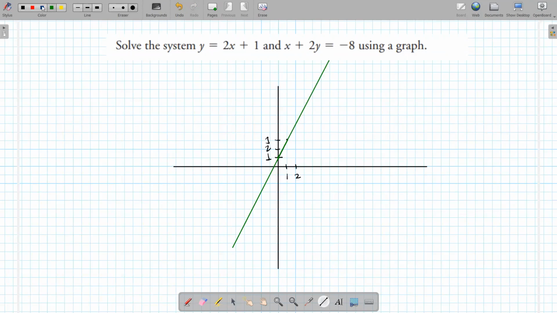That's the first equation. The next equation is not in the right form. How do we graph this? You could take it into y equals mx plus b, but you don't have to. What's the y-intercept here for this equation? Remember, y-intercept is when x is 0. The y-intercept is -4, okay? To find the y-intercept, you just set x equals 0, you ignore the x. So 2y equals -8, y equals -4. So the y-intercept is -4. 1, 2, 3, 4, right there.